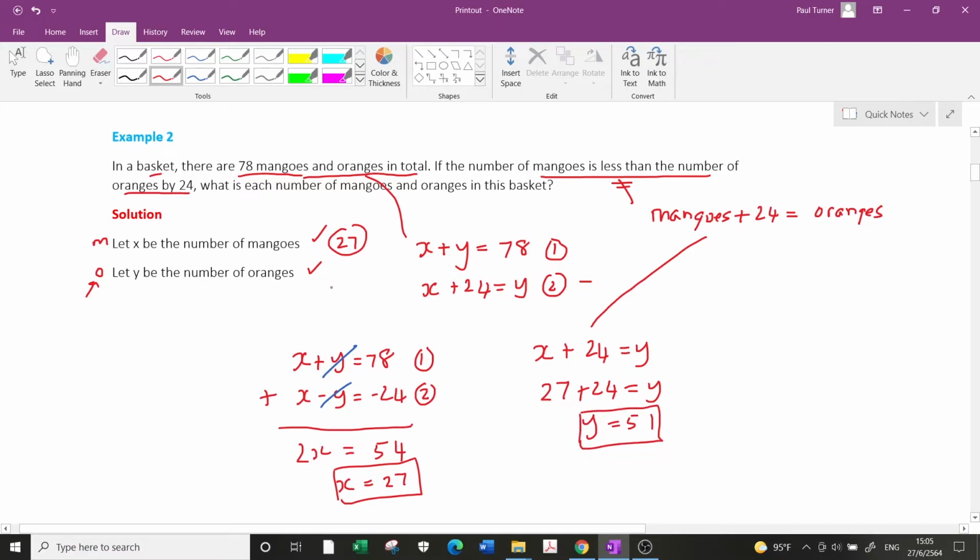So that is your number of oranges, 51. So it's probably a good idea you write out that as a sentence or a short statement. So number of mangoes equals 27, and the number of oranges is 51. And just write that as a final statement.